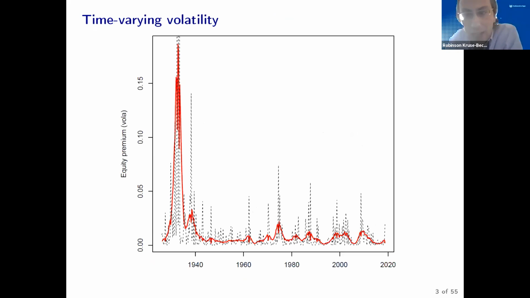So our point is heteroscedasticity. We are estimating the volatility in a non-parametric fashion, entirely non-parametric, I should say, and compare it to the squared equity premium. And as you can see, it tracks the movements overall quite well.